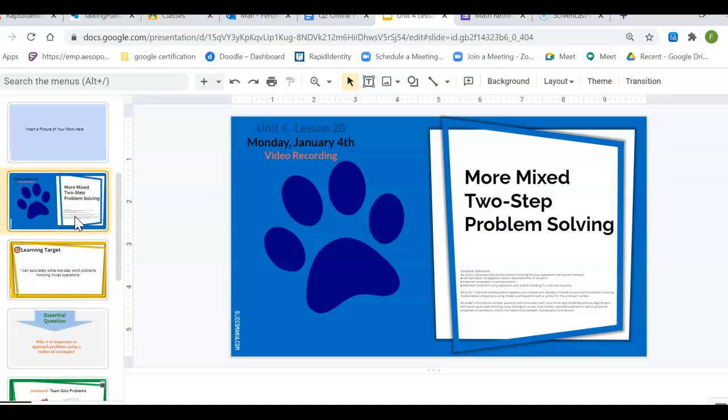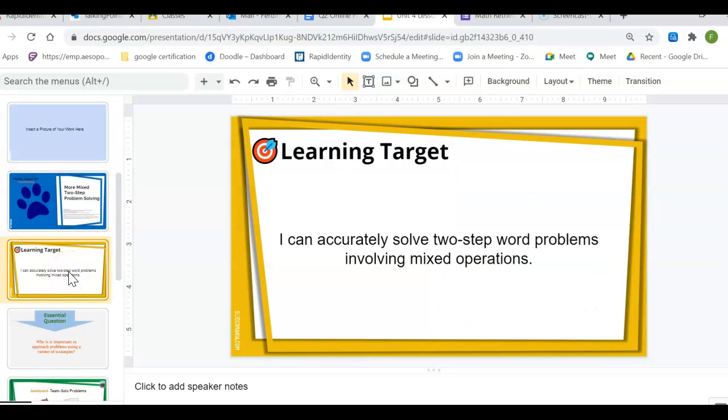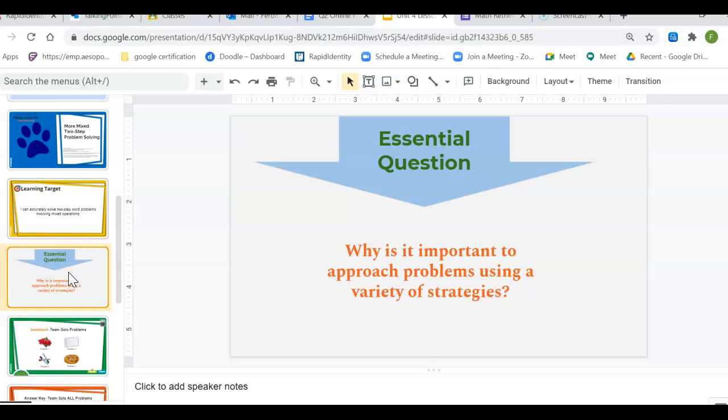Today's lesson is more mixed two-step problem solving. Our learning target: I can accurately solve two-step word problems involving mixed operations. And our essential question for this unit remains the same: Why is it important to approach problems using a variety of strategies?